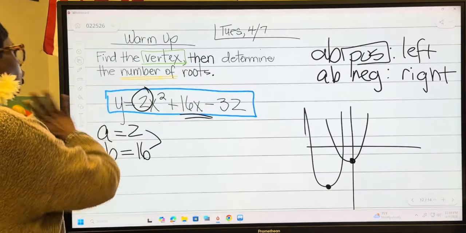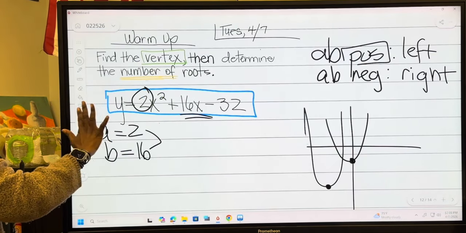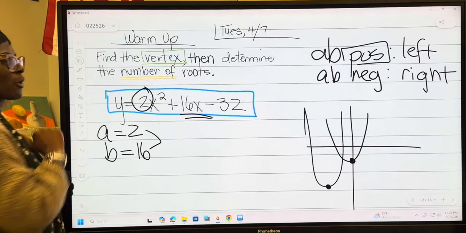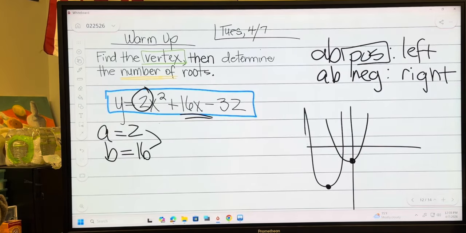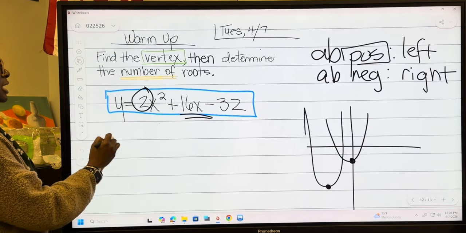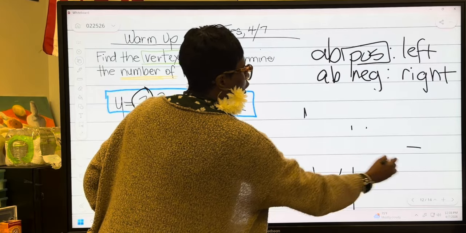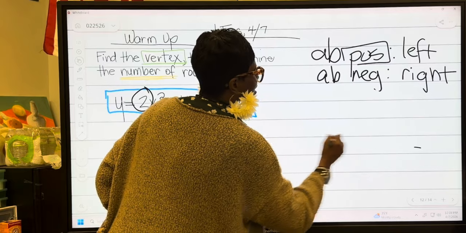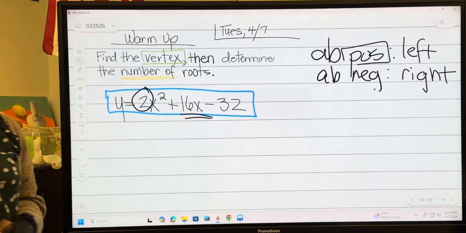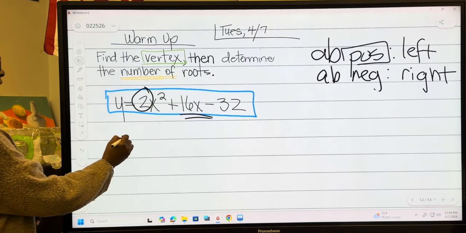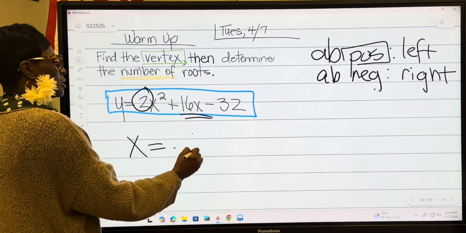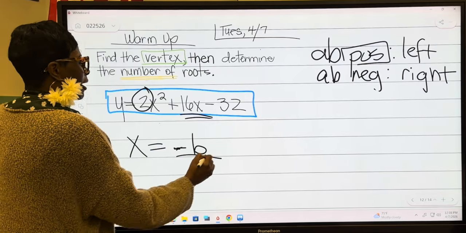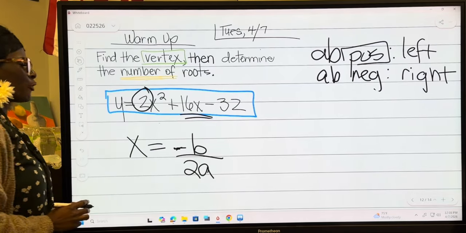All right. So, are there any questions about what the standard form gives me? Are we all clear? Yes? All right. So let's talk about this vertex. Tell me, what is the formula that we learned that tells us how to quickly get our vertex? X equals negative B over 2A. Excellent. Negative B over 2A.